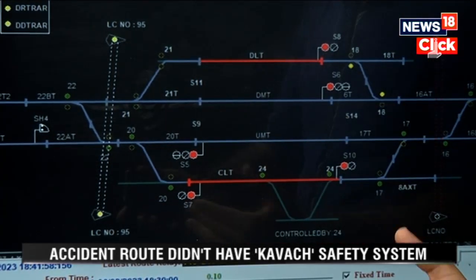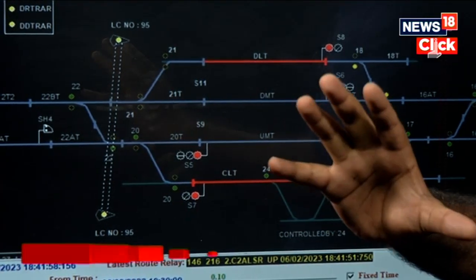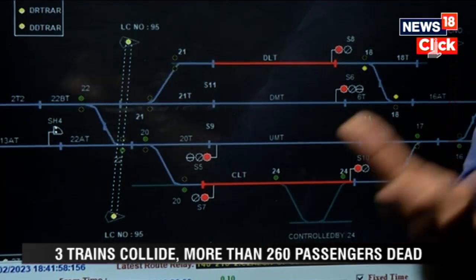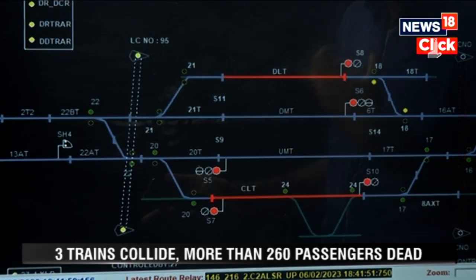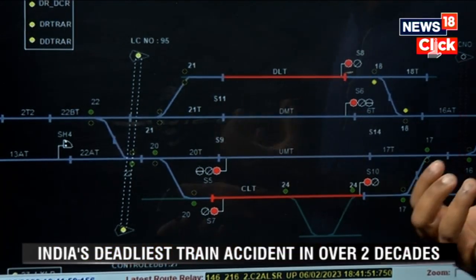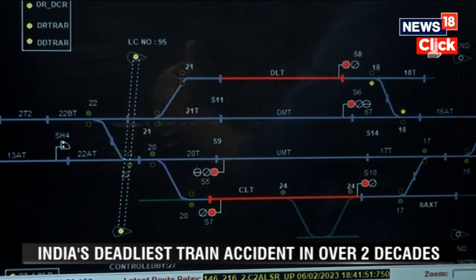But now sources within the rail ministry are telling us that the theory has changed, and now we have a third train that was there initially as well. The inquiry note that we have accessed here at CNN News 18 is talking about the third train and the dashing of the passenger train into that goods train.